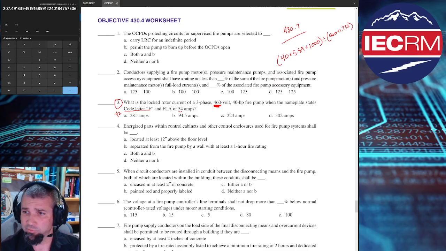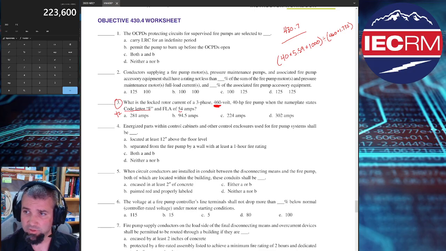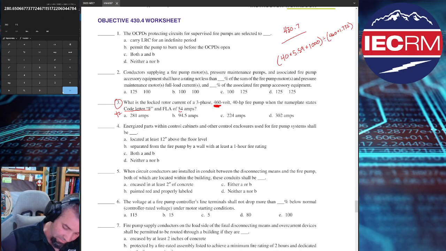It's a doozy. Let's put it in. I'm going to open a parenthesis: 40 times 5.59 times 1,000. Then I'll close that parenthesis and divide that by an open parenthesis, 460 times 1.732. I'm going to close that parenthesis, hit equal, and I'm going to get 280.65 amperes.